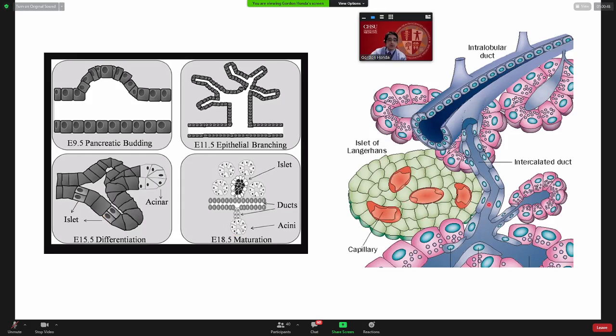Now, this cartoon is interesting because they show the islets of Langerhans, because they arose from the duct cells, are still relatively close to the ducts. But again, the take-home message is they do not deposit their products into the ducts. They deposit their products into the vascular system. But they do arise from the duct system.